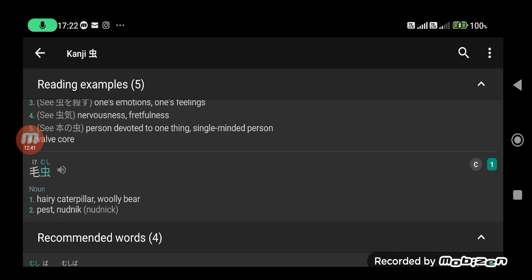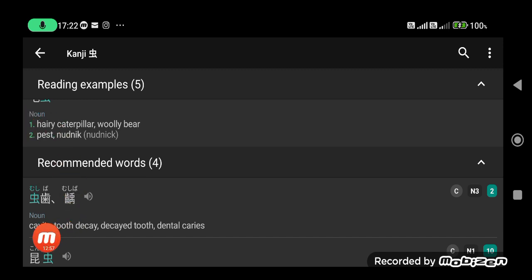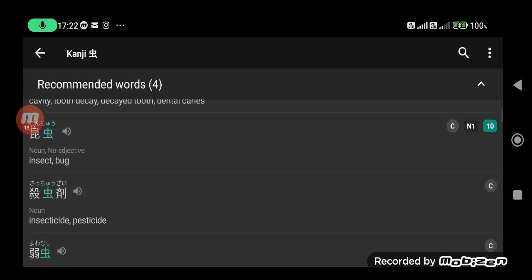Later on, I will show you a pictograph about that. Kemushi. This ke here, first kanji, means hair or bird. Kemushi is hairy caterpillar. Okay, how about this? If you don't brush your teeth, you will have a mushiba. Mushiba is tooth cavity. Remember that, minasan. Mushiba is tooth decay or tooth cavity or decayed tooth.